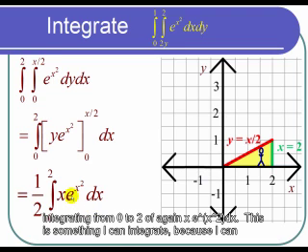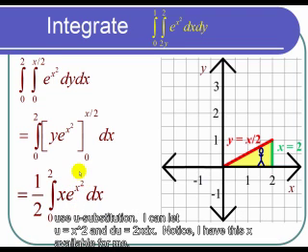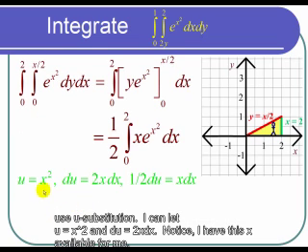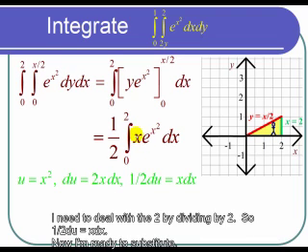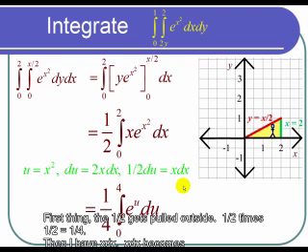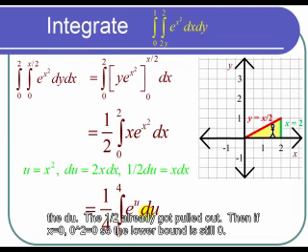And this is something I can integrate because I can use u substitution. I can let u equal x squared, and du is 2x dx. Notice I have this x available for me. I need to deal with the 2 by dividing by 2. So 1/2 du equals x dx. And now I'm ready to substitute. So first, the 1/2 gets pulled outside. 1/2 times a half is a 4th. Then I have x dx. x dx becomes a du. The 1/2 already got pulled out.